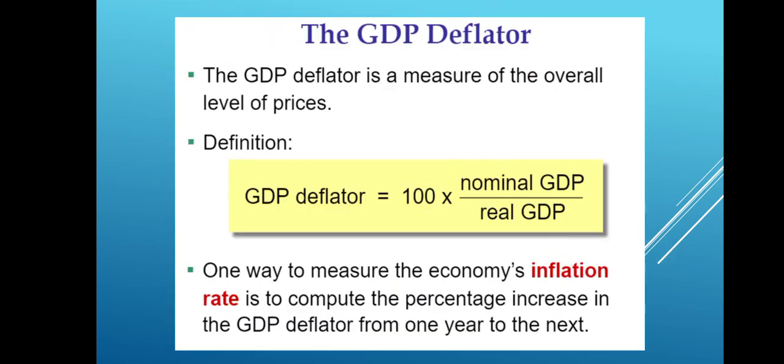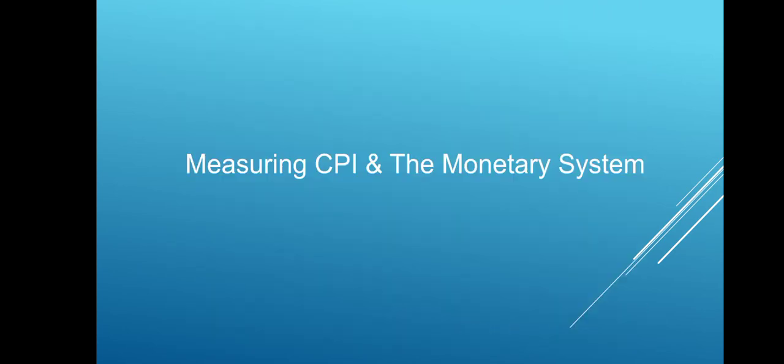The GDP deflator. The GDP deflator is a measure of the overall level of prices. GDP deflator is nominal GDP divided by real GDP, times 100. One way to measure the economy's inflation rate is to compute the percentage increase in the GDP deflator from one year to the next. Thank you.